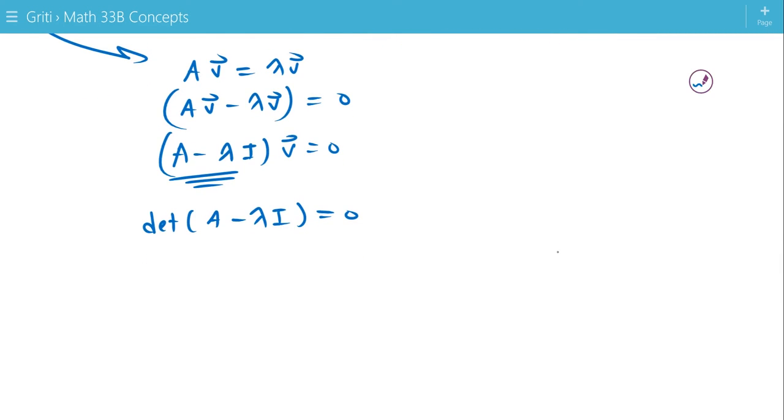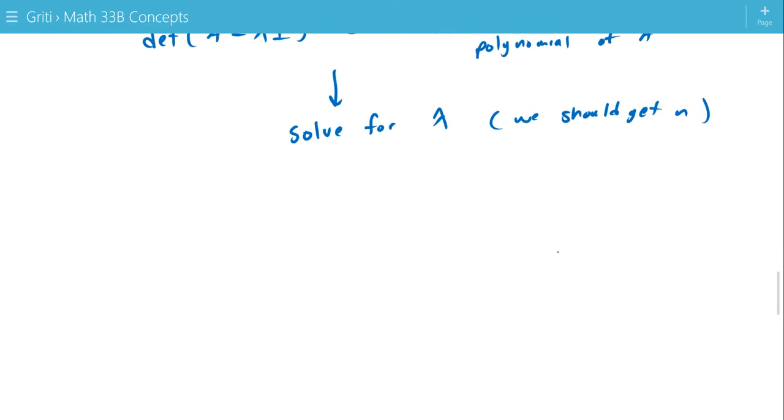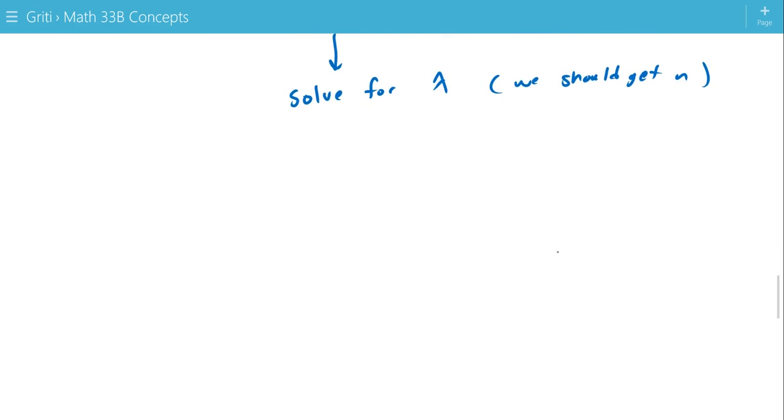And this equation is going to be called the characteristic polynomial of A. So we solve this for lambda, and we should get n lambdas, or n different eigenvalues. That might not always be the case, but that's our goal. And we'll deal with the case when that doesn't happen later.